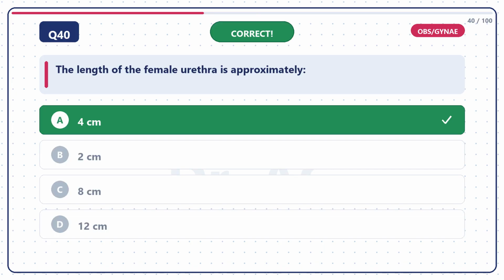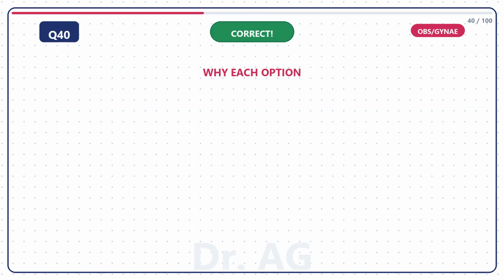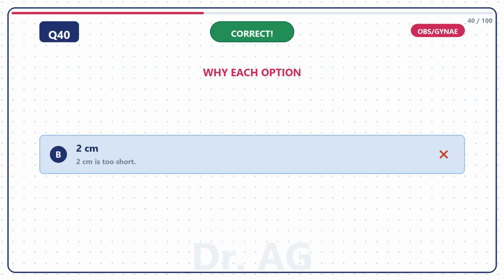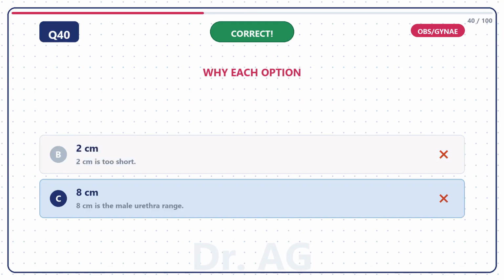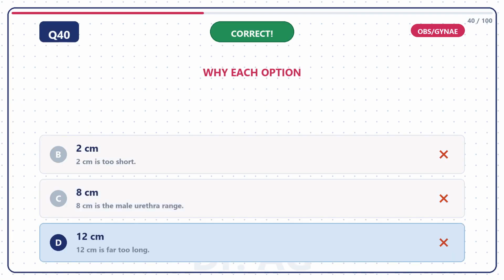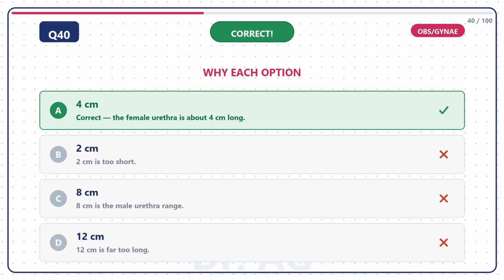The correct answer is option A. 4 cm. Let's go through the options. 2 cm is too short. 8 cm is the male urethra range. 12 cm is far too long. And the correct answer is 4 cm. Correct. The female urethra is about 4 cm long. So, the right answer is option A. 4 cm.